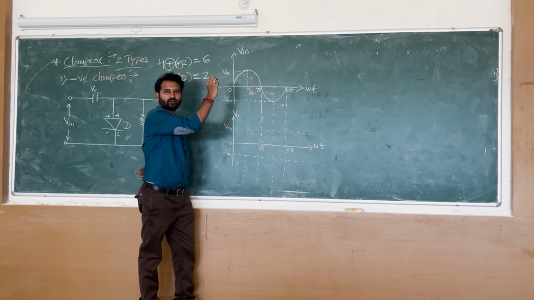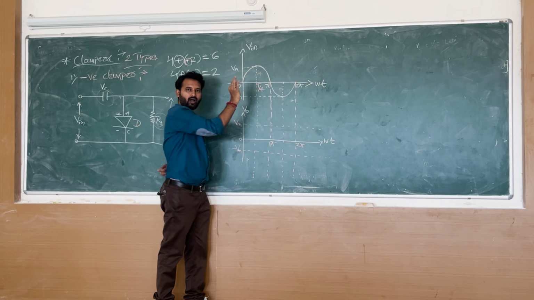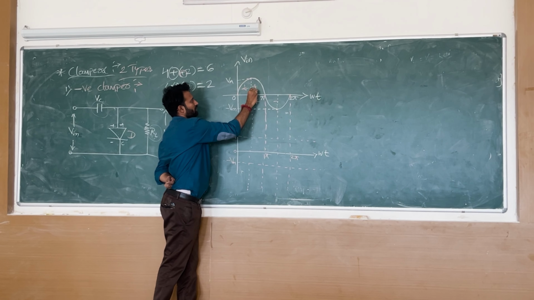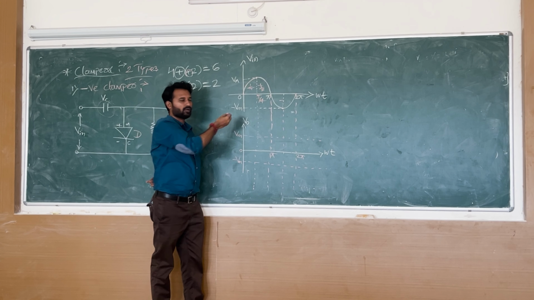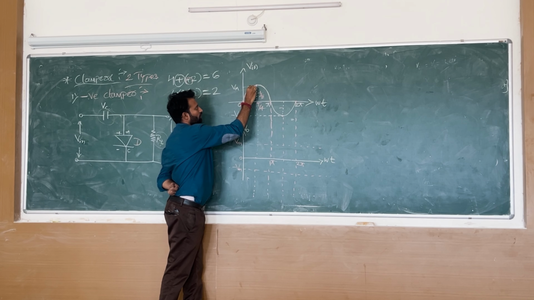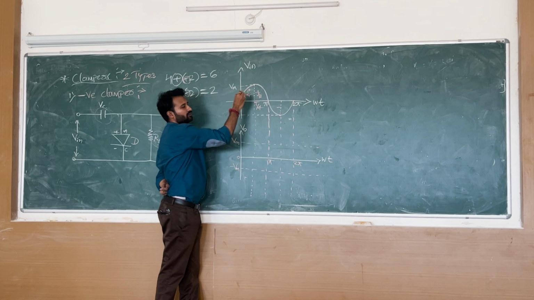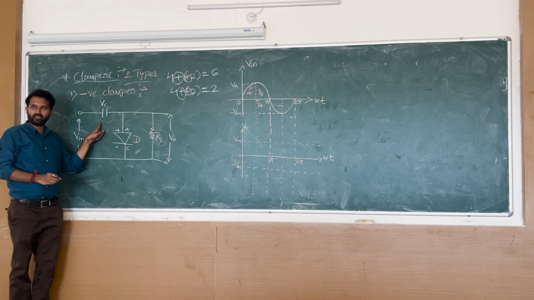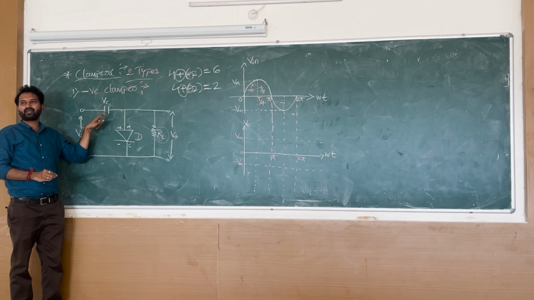This is quarter, this is half. This is quarter, 1/4, this is 1/2. This complete will be half, half means 1/2. So during the first quarter of the positive cycle, whatever capacitor is available here, it will get charged.